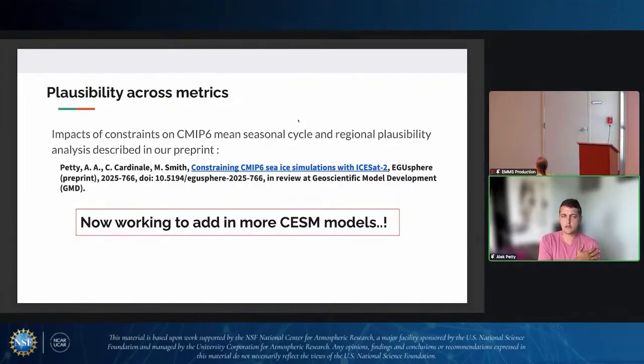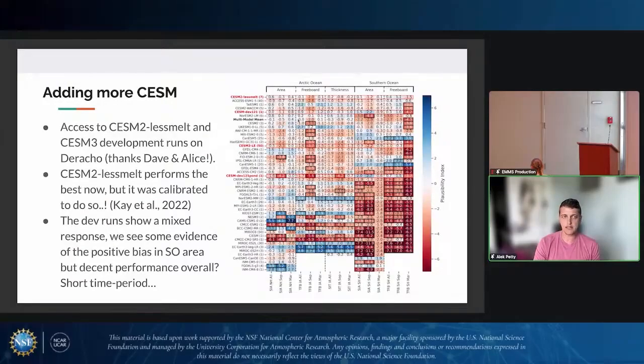So that was what we talked about at the winter meeting, a very, very quick version. What we've been doing since then, over the last few months, is trying to add in some more CSM models. That's what I want to show you in the next slide or two. So now I'm showing the same plausibility matrix, but we've added a bunch of extra CSM2 runs in red. Thanks to Dave and Alice for giving us some access to Derecho to be able to access some of those runs. I really appreciate it.